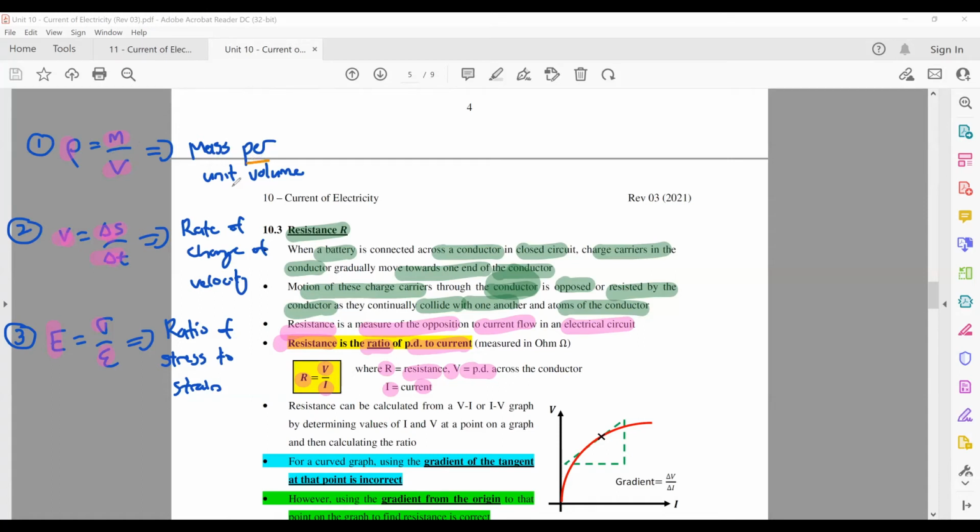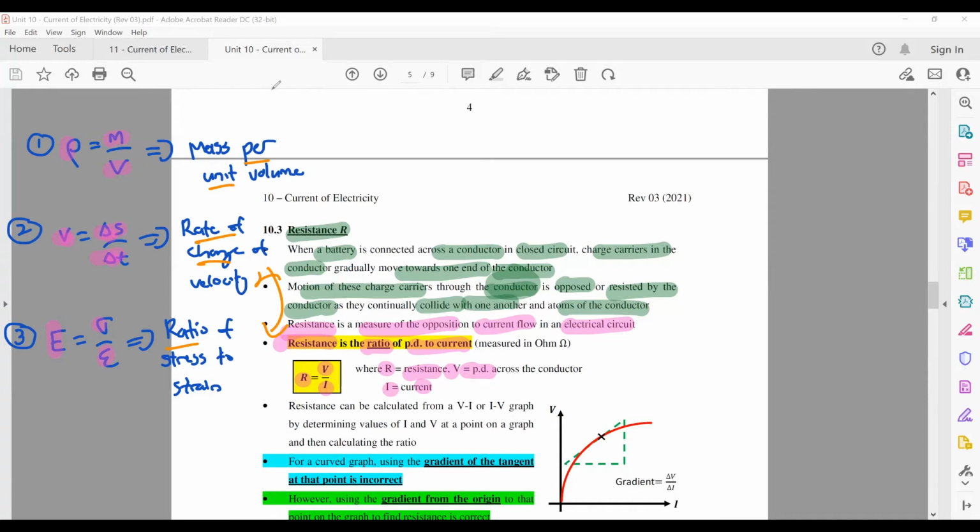Density was mass per unit something, whereas velocity was rate of change of something. And then Young's modulus is the ratio of stress to strain. Now specifically between these two, rate of change of something and ratio of something to something, this one determines how you analyze your graph.